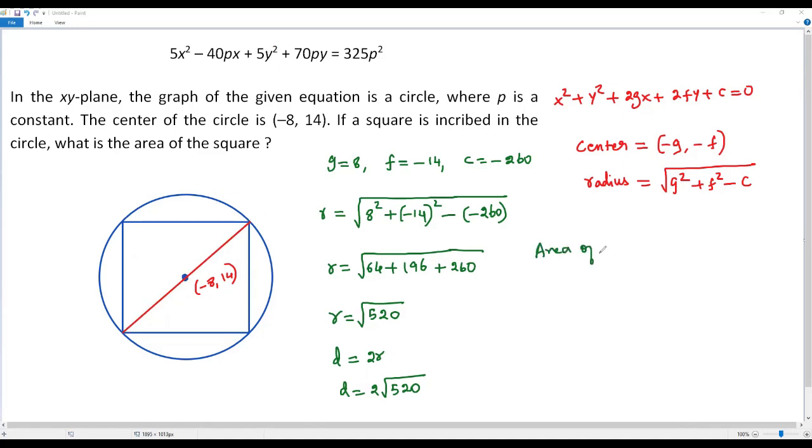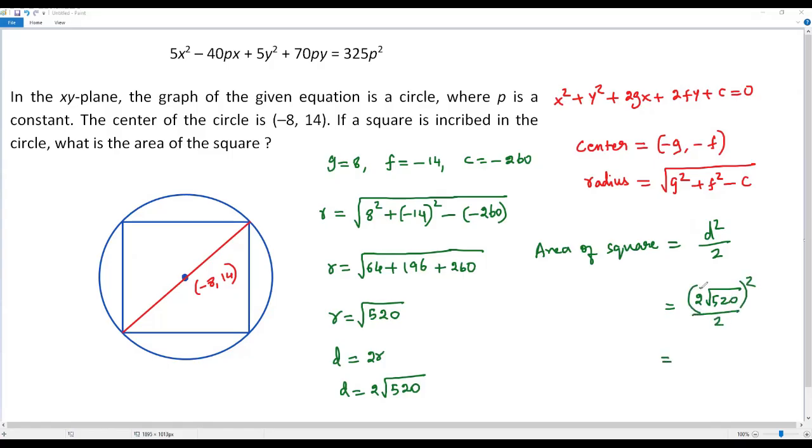Let me write the stuff over here. Area of square equals, the formula is d square divided by 2. That is, the length of the diagonal has to be squared and divided by 2. Now we got the length of the diagonal of the square, that is 2 times the square root of 520. Let me plug in over here. 2 times the square root of 520, the whole square divided by 2.